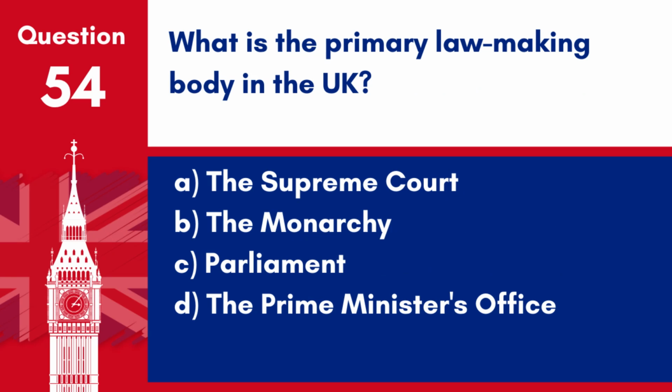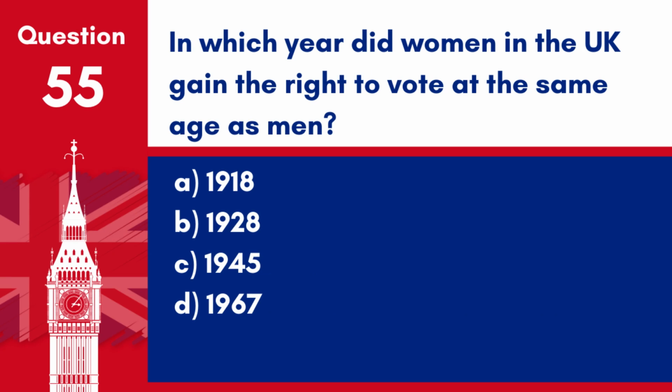Question 54. What is the primary law-making body in the UK? A. The Supreme Court. B. The Monarchy. C. Parliament. D. The Prime Minister's Office. Answer: C. Parliament. The primary law-making body in the UK is Parliament, which consists of two houses, the House of Commons and the House of Lords.